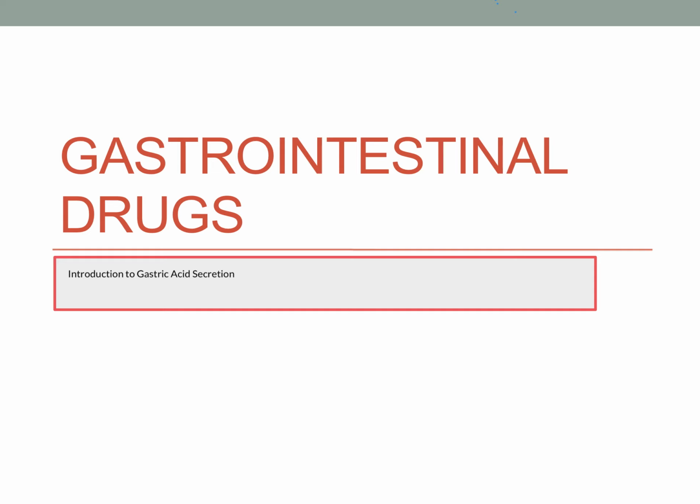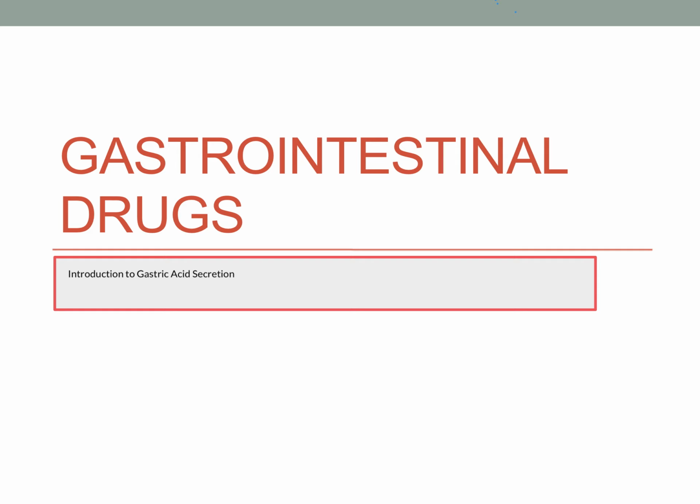Hi everyone, we are going to discuss drugs used to treat disorders of the gastrointestinal tract, starting with things that will be used to treat reflux and ulcer disease. In order to understand how these medications work, we will first go over the general gastric acid secretion in the stomach. And if you understand the physiology behind the way we produce acid, it makes understanding the way that these medications work very easily digestible.